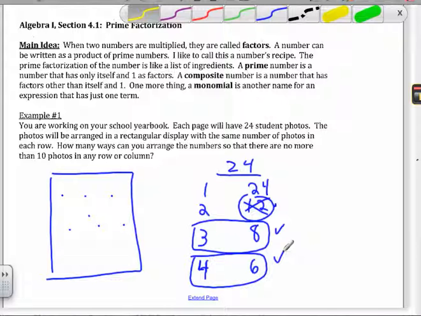Excellent job, guys. That was just a way of thinking about factors. These are the list of the factors of 24. Great job, guys. Let's look at example number 2 then.